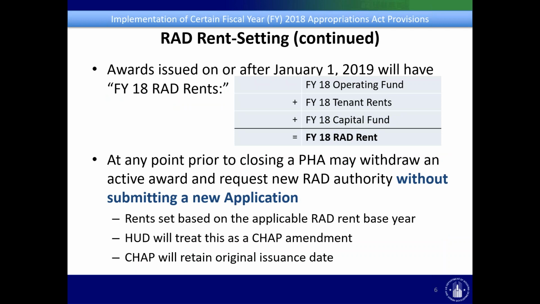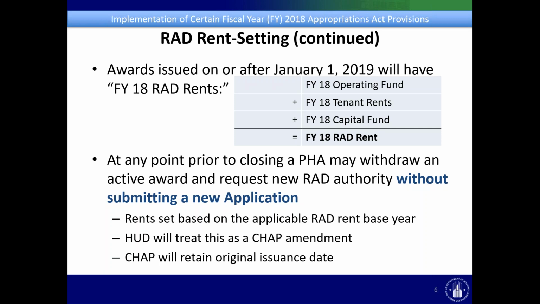So as I said before, any awards issued before the end of the year will have the modified FY16 RAD rents. After this year, starting January 1, 2019, we'll be able to calculate and issue rents that are fully based on FY18 levels. So it'll include the FY18 operating fund, the FY18 tenant rents, and the FY18 capital fund. It will more purely be called FY18 RAD rents.